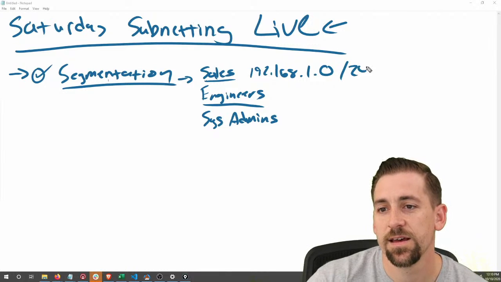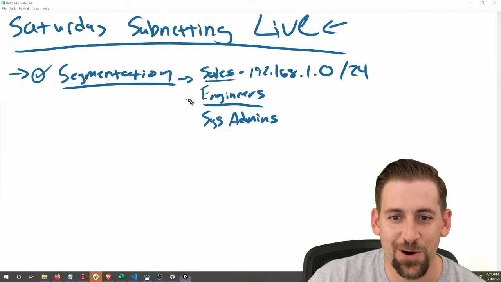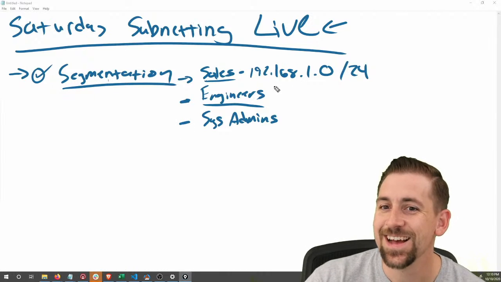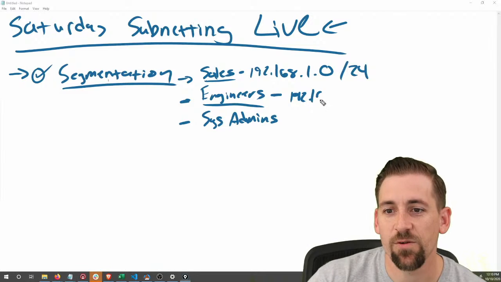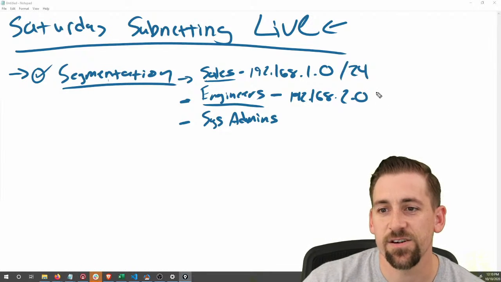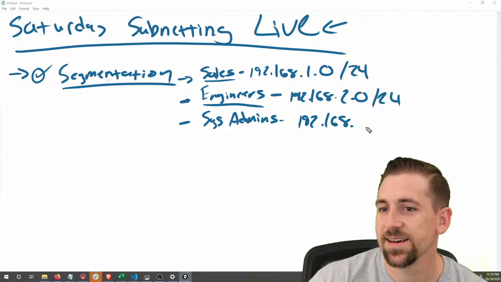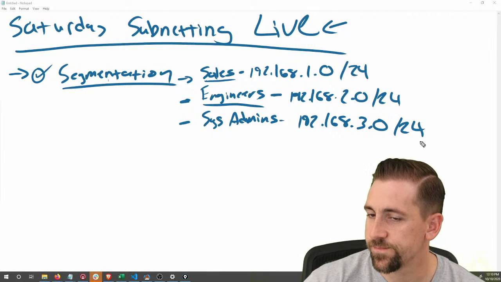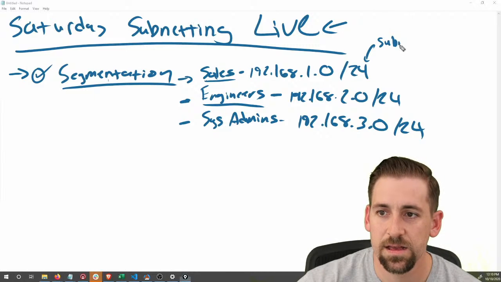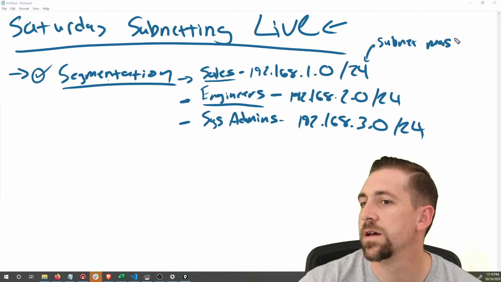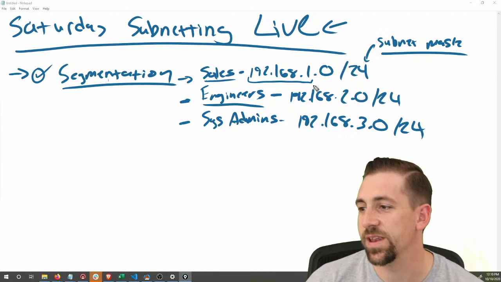So let's just say my sales guys are 192.168.1.0. I don't know why they get the first address in the space, right? If you're here with me, you're probably part of the engineering group or the sysadmins, right? And so I would say we should be the first address in the space, but whatever. 192.168.2.0, right? And 192.168.3.0. All right, and so this is my subnet mask, right? And this defines this network that I'm on, the 192.168.1 network, right?